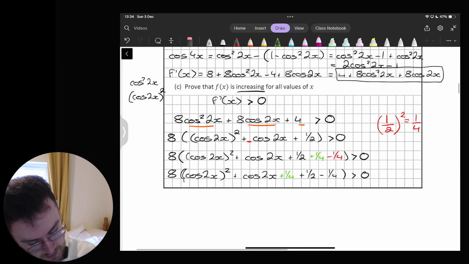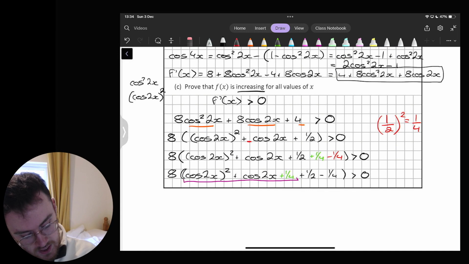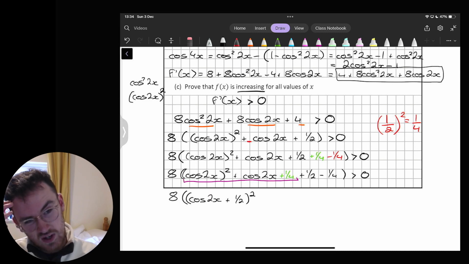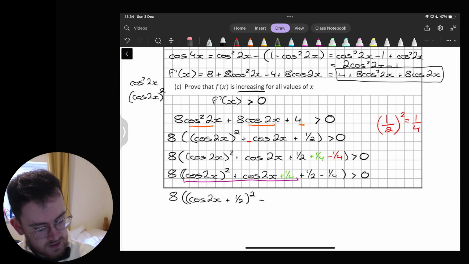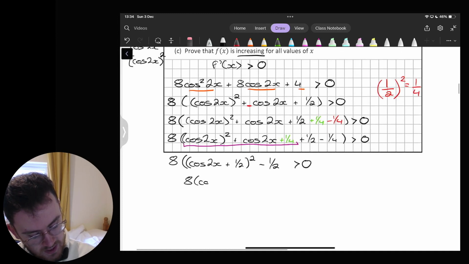So taking now this part here, this is my perfect square part, and hopefully we remember as well that when you're rewriting that perfect square, you can rewrite it using the part that we had over on the right hand side. So when I divided the coefficient by 2, that's going to be the part that ends up in our bracket there. So we're going to end up with the half part there, to give us the exact answer we have at the end, and it's going to be minus a half here. I want to show that this is greater than 0, and then I'm just multiplying by 8. So 8 times cos 2x plus a half squared, minus 4, is greater than 0.